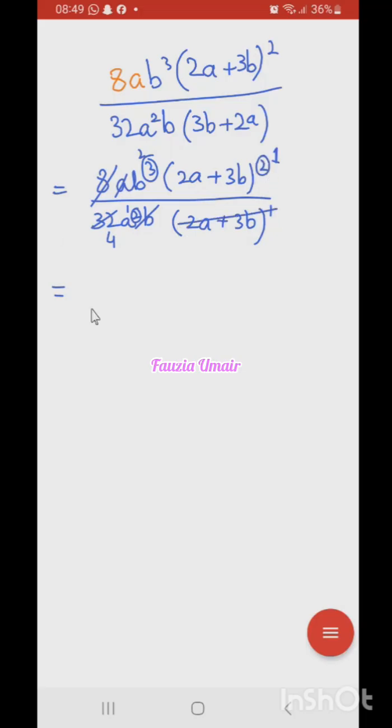Okay, now I can write down the leftover terms. So in the numerator, b square is left and this is 2a plus 3b. Its power is 1, so we can write it down or we can skip it. In the denominator it is 4a. Okay, so carefully write down the remaining values.